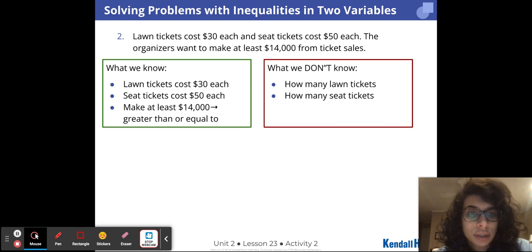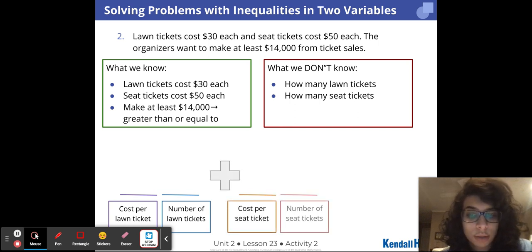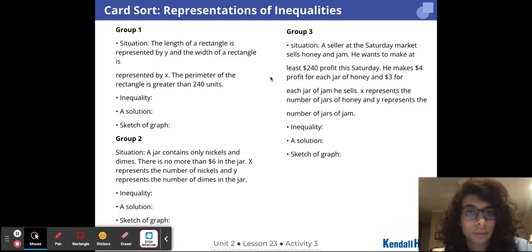What we don't know is how many lawn tickets there are, and we don't know how many seat tickets there are. When you're creating your inequality, you have your cost per lawn ticket multiplied by the number of lawn tickets, added to the cost per seat ticket multiplied by the number of seat tickets, and that must be greater than or equal to your total. I'm giving you at least a benchmark. You're going to have some numbers here instead of just variables for this example as well. This lesson is really just a little bit of extra practice going over everything we've been talking about over the past few lessons.